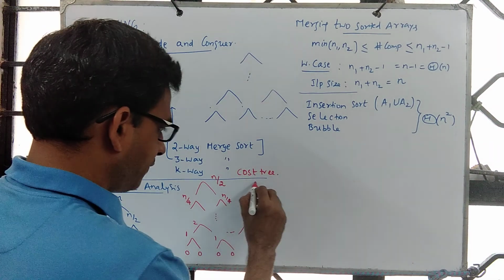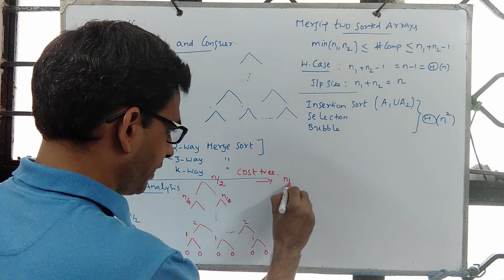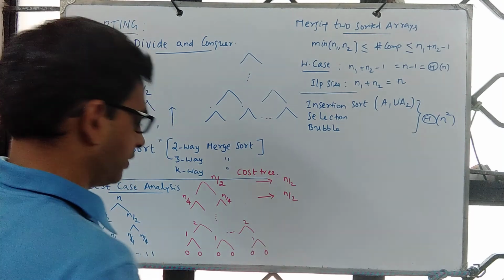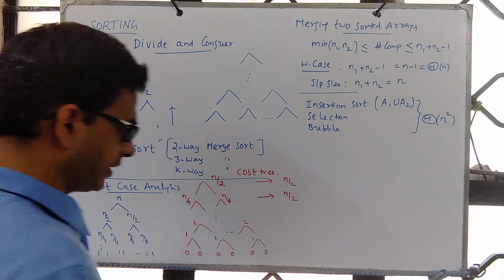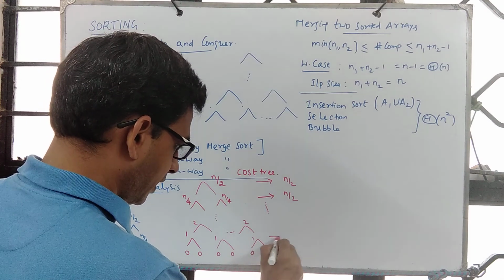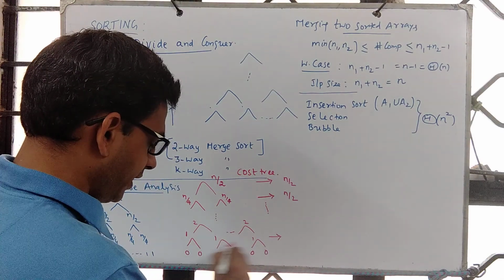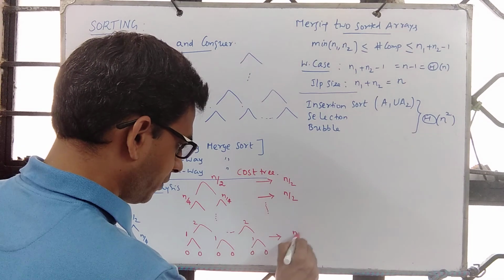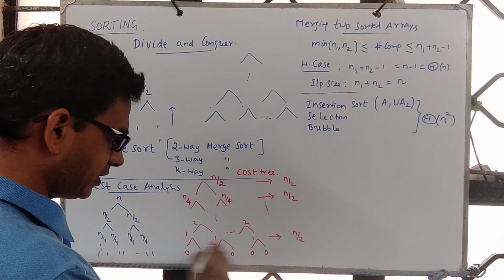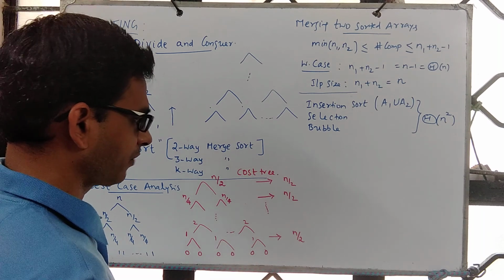Now what is the cost from the root? It is n by 2. Cost from the second level is also n by 4 plus n by 4, which is n by 2. So like that it goes. And how many ones will be there? Last but one, there will be n by 2, because there are n zeros, which means n by 2 ones.